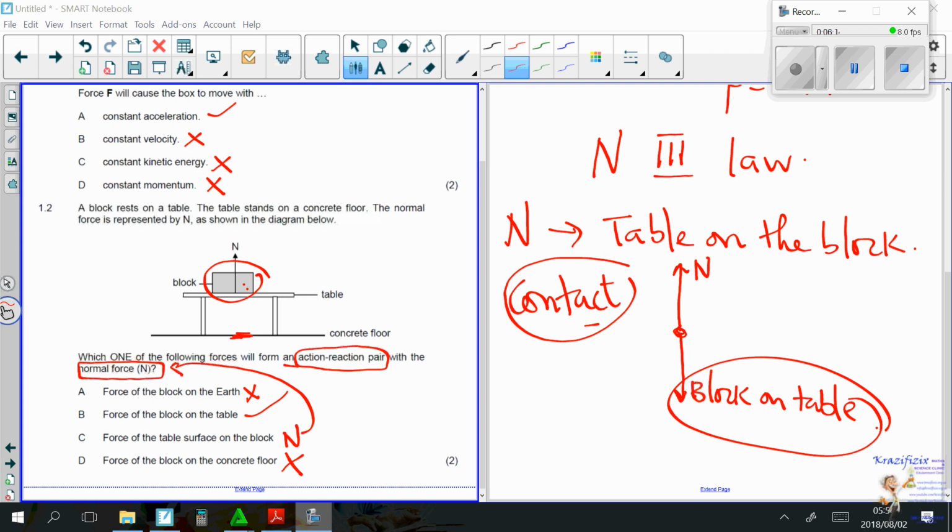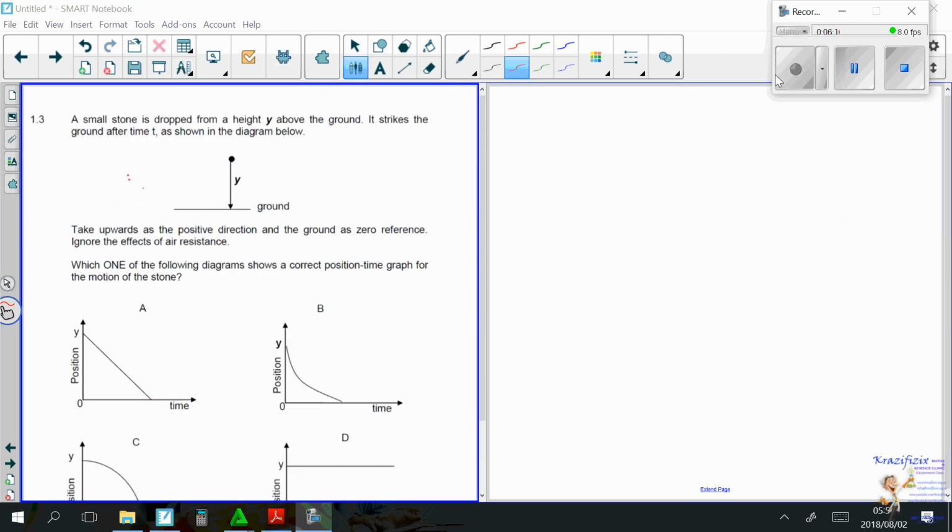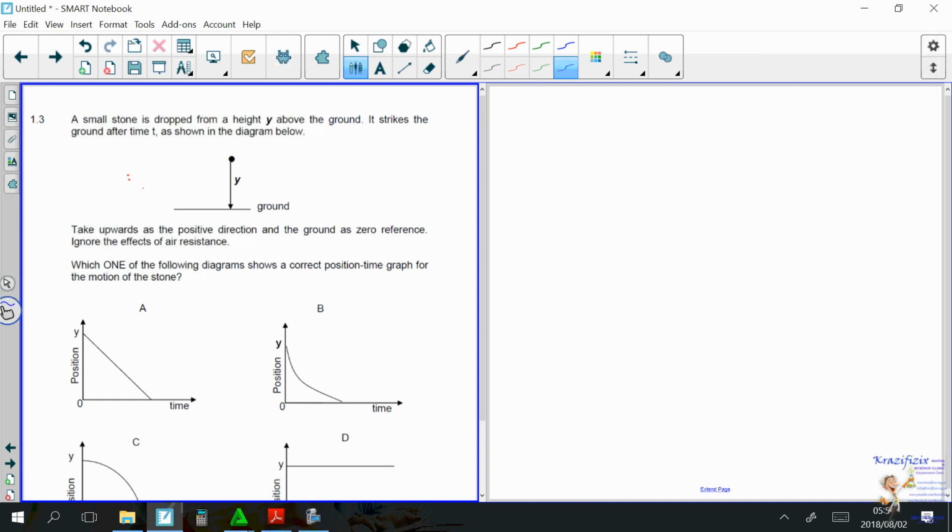All right. Question number 1.3. A small stone is dropped from a height y above the ground. It strikes the ground after t seconds as shown in the diagram. All right. This is a free fall. Why is it a free fall? Let's define quickly.